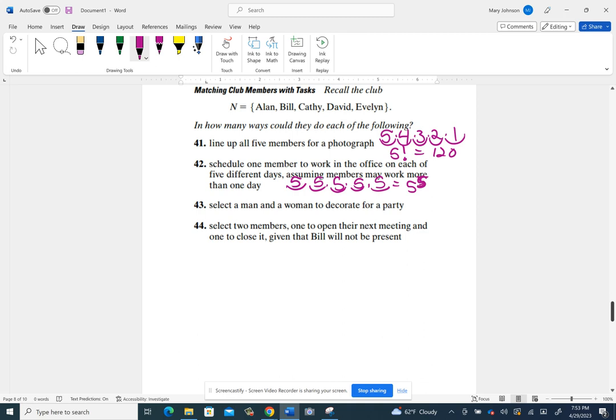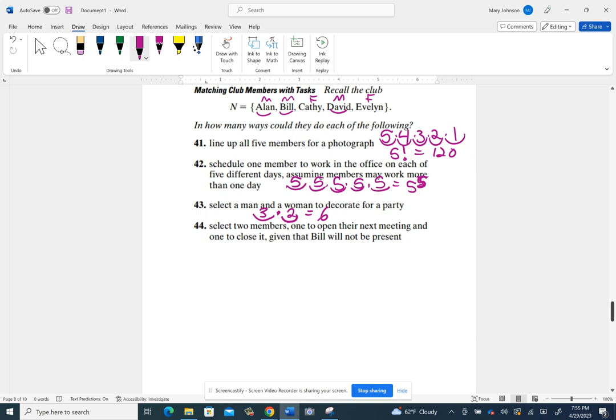All right, select a man and a woman to decorate for a party. So let's assume that Alan, Bill, and David are male, okay? And let's assume that Kathy and Evelyn are female. So we have 3 possibilities. We want a man and a woman, so we have 3 possibilities to choose for the man times 2 possibilities to choose for the woman. So there's 6 ways we could pick a man and a woman to decorate for a party.